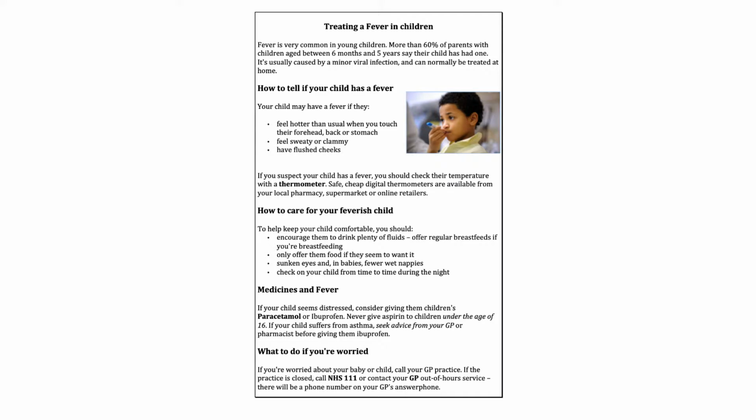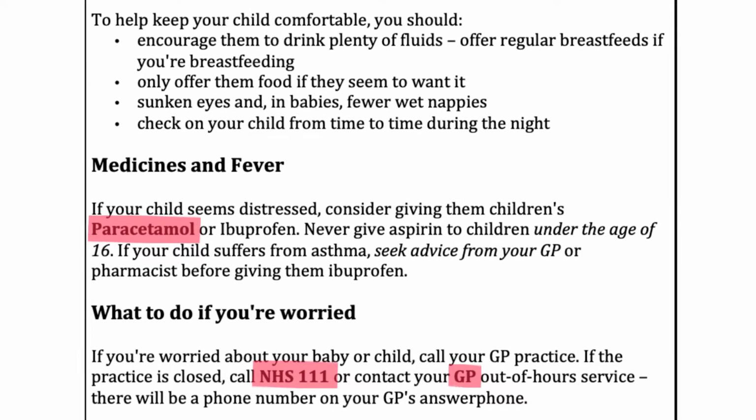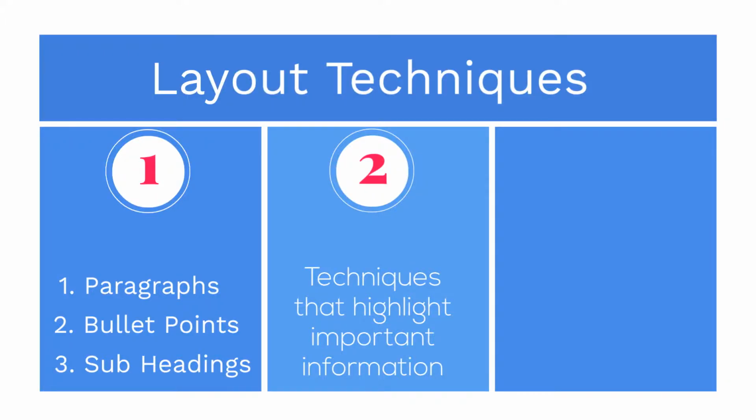To highlight important information in this document, the writer uses 2 techniques: bold text and italics. If you ever see something in bold, in this case medicines and phone numbers, or in italics, in this case advice and warnings, you can bet your best fidget spinner it's important information. So we can put those 2 techniques in that category of techniques that highlight important information.